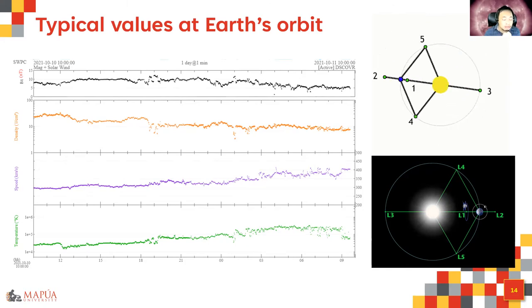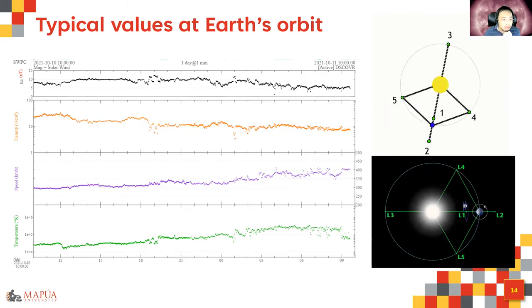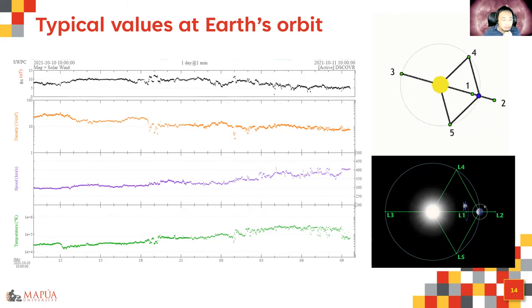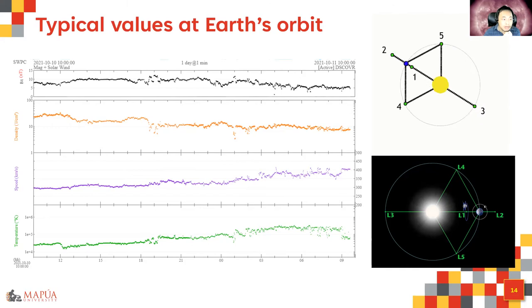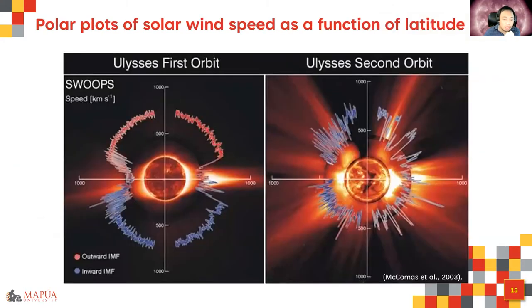One mission that was done before used what we call the Ulysses spacecraft. It was able to orbit the sun, a polar orbit of the sun, and it measured the solar wind and the direction of the interplanetary magnetic field. Okay, so this is an example of that.